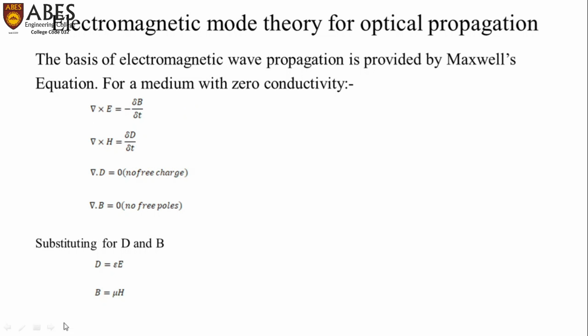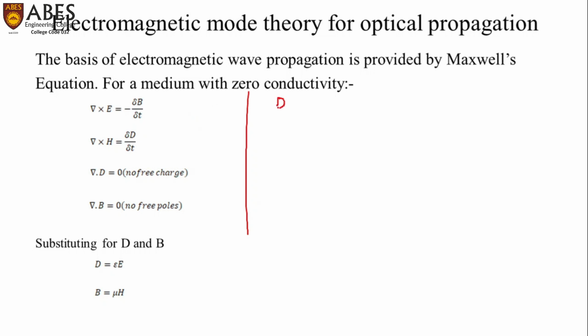So the first Maxwell equation, which is in the form of a curl equation, is del cross E equal to minus del B upon del t. Del cross H should be del D upon del t. And then the divergence equations, del dot D is equal to 0, del dot B is equal to 0. But if we consider conductivity, the equations will change. This is for zero conductivity, so whatever calculation I am going to do is for zero conductivity. I am not including the conductivity conditions here.